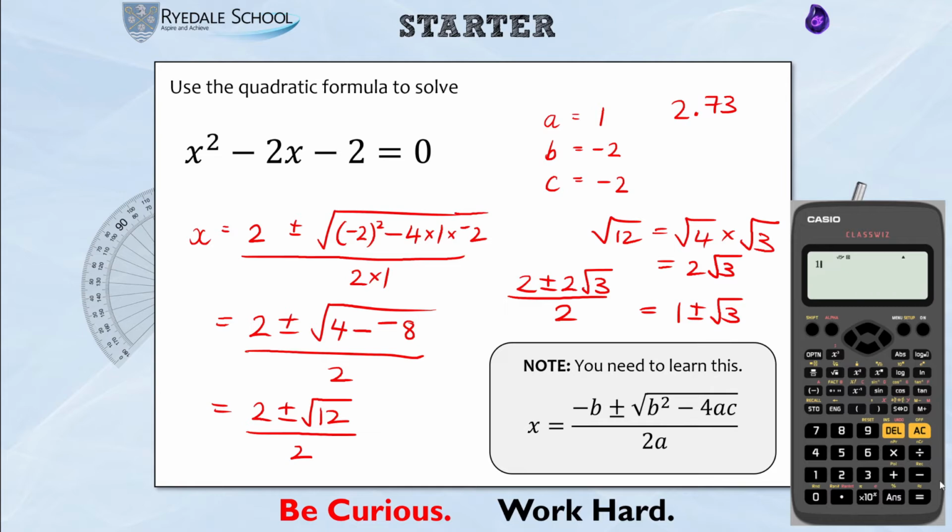And for my negative answer, 1 minus root 3 is negative 0.73. So I hope you got that right. If you challenged yourself with the surds, did you spot that root 12 cancelled?